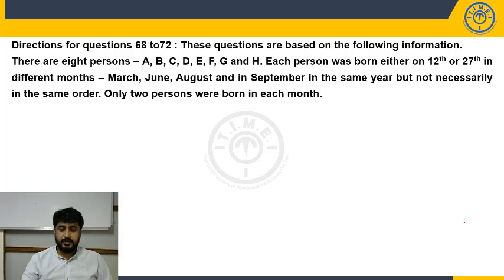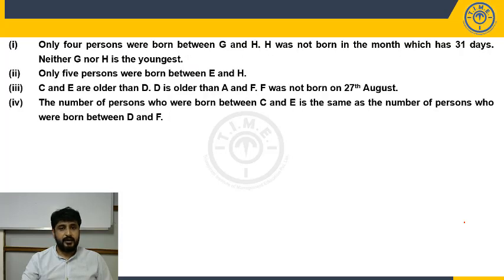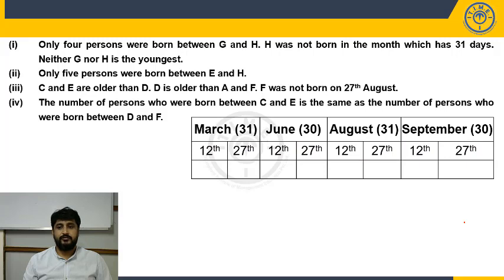We'll take the data in the next slide. Here is a basic structure: 4 months, and each month we have 2 dates, 12th and 27th. Each month only 2 persons were born. Now let's answer. Only 4 persons were born between G and H. It is also mentioned H was not born in a month having 31 days. We also know neither G nor H is the youngest.